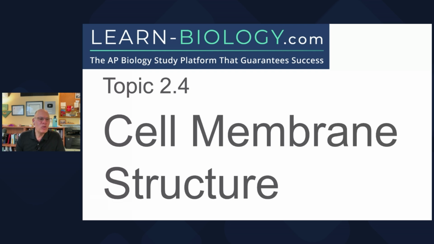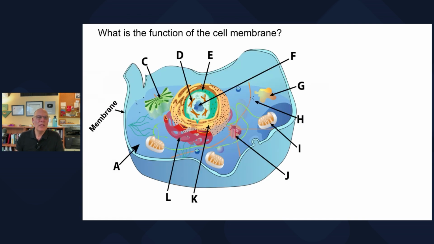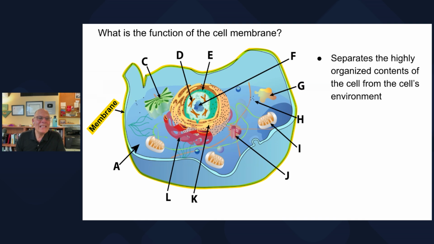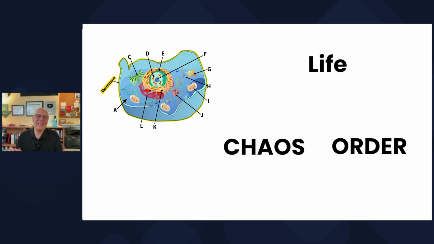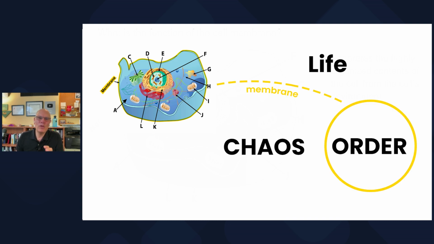So cell membrane structure, that's topic 2.4 of AP biology. Let's start by talking about the function of the cell membrane. It separates the highly organized contents of the cell from the cell's environment. Life is all about creating order. Outside of the order of life is the relative chaos of the environment. And life is about creating order. Membrane separates that order from the entropy and the chaos outside.